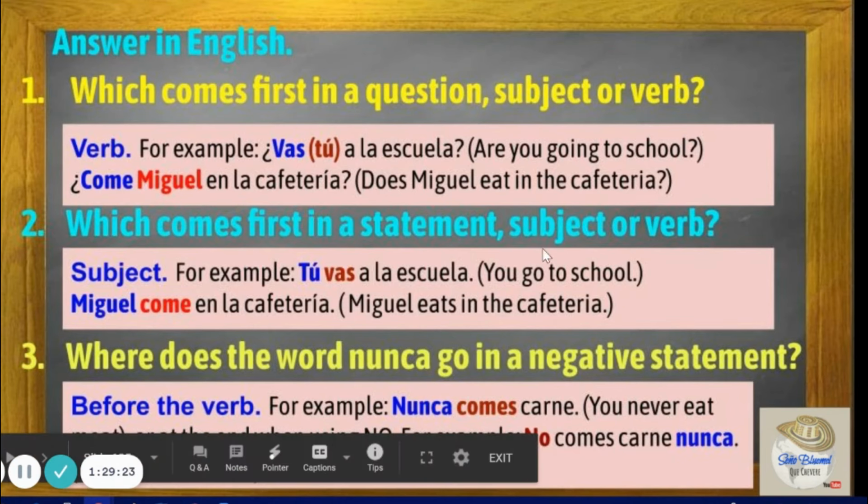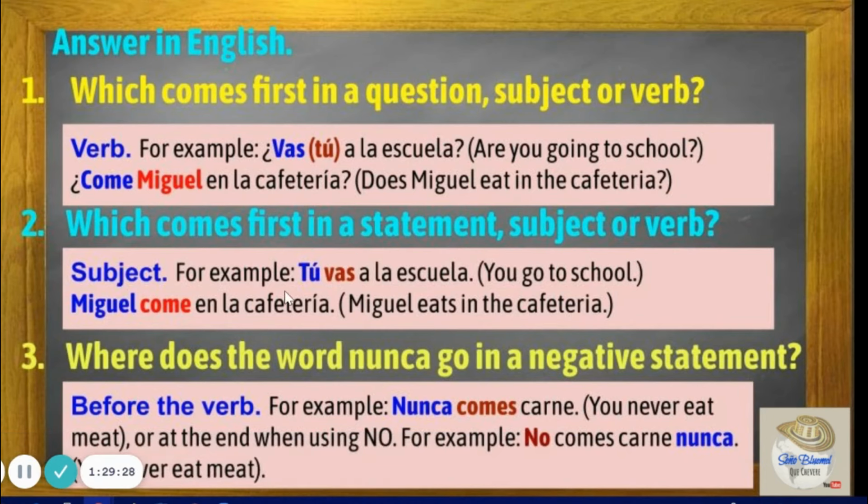Which comes first in a statement, subject or verb? The answer is subject. For example, tú vas a la escuela. So tú would be the subject, okay? So tú vas a la escuela, and vas would be the verb. So the verb comes after the subject, which in this case is tú. So I can also say vas a la escuela because it's implied that it is tú, because vas is the conjugation for tú. Or I can say Miguel come en la cafetería. Miguel eats in the cafeteria.